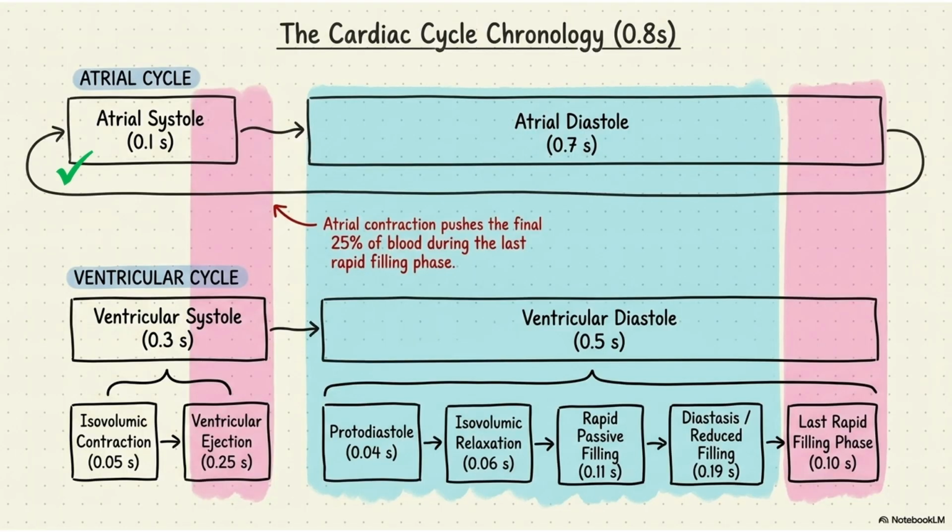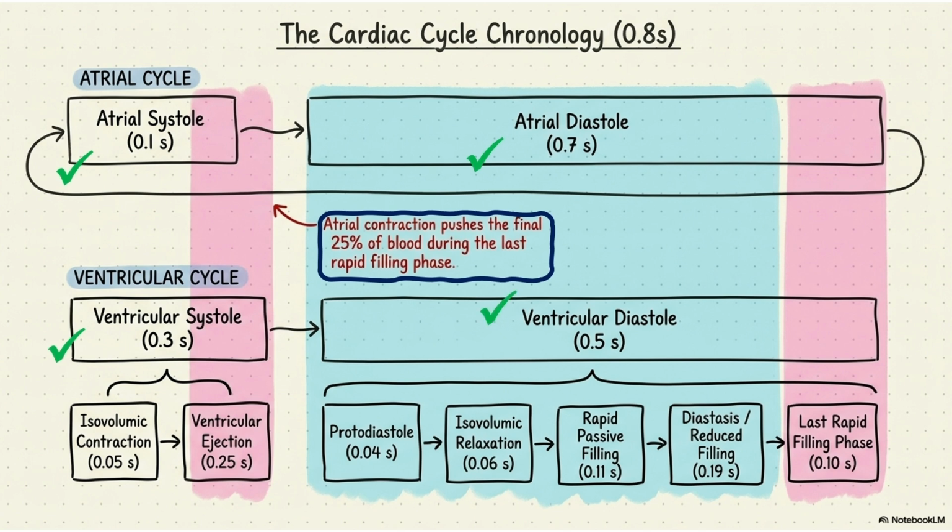It starts with the atrial systole of 0.1 second. Here, the atrial contraction pushes the final 25% of the blood during the last rapid filling phase. This phase is followed by atrial diastole of 0.7 second. During this phase, both the atria receive the venous blood. After this, we have ventricular systole for 0.3 seconds and ventricular diastole for 0.5 seconds.